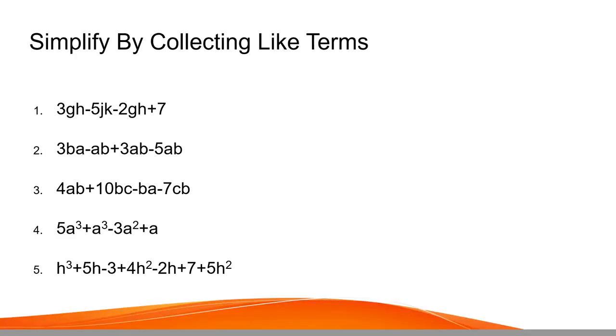And that's that. Let's look into these examples. What are you going to do here if you simplify by collecting like terms? Let's go. Start. First one. 3gh and minus 2gh, 5jk and 7: they are not like terms, but you can see the purple ones are like terms. 3gh minus 2gh is just gh, and then you keep the other terms just like that.